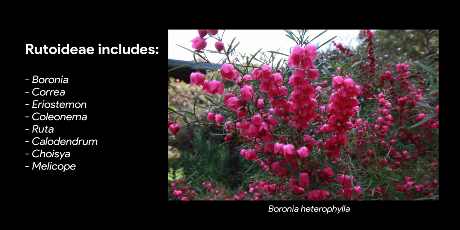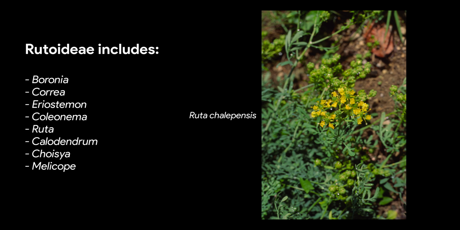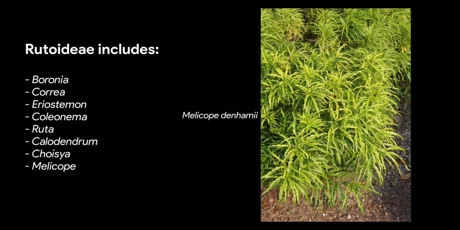Rutoideae is divided into 5 tribes. The Boroneae tribe covers mostly Australian plants, including Boronia, Correa, Crowea, Diplolaena, Eriostemon, Phebalium, Philotheca, and Zieria. Other tribes include plants from South America, South Africa, and other parts of the world, including Coleonema, Ruta, Casimiroa, Calodendrum, Choisya, Melicope, and Erythrochiton.